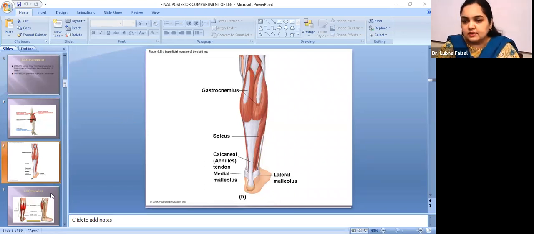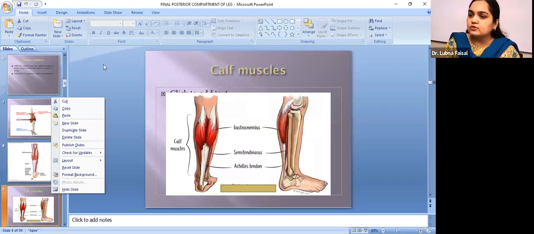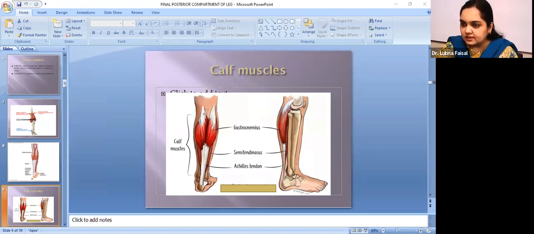Gastrocnemius. This is the calf muscle. The calf prominence on the posterior surface of our leg is because of this gastrocnemius muscle. These are the two heads of the gastrocnemius muscle. You can see in this slide the gastrocnemius muscle. Later on, they converge to form a common tendon, and that tendon is inserted on the calcaneum, on the posterior surface of the calcaneum.